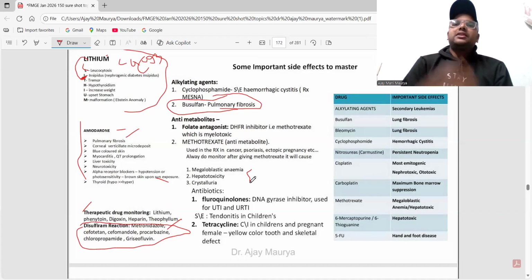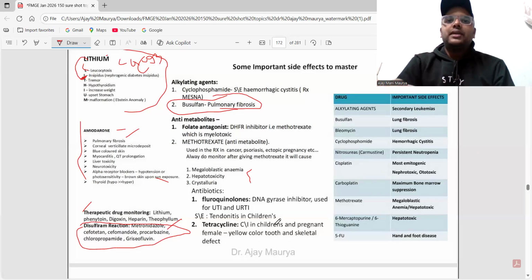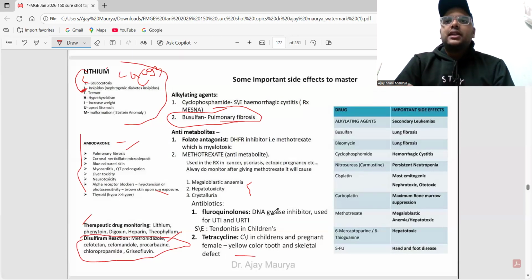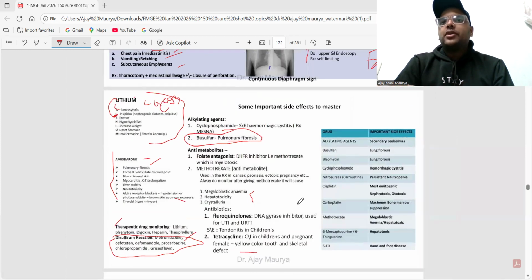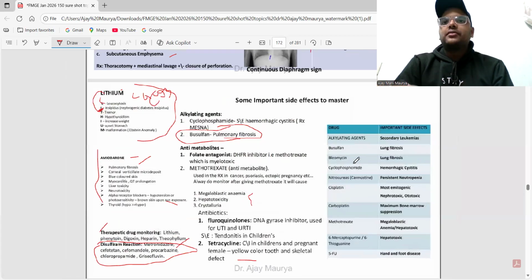Coming to tetracycline, I think you will know this one. This is contraindicated in pregnant females. It causes yellow-colored teeth and skeletal defects. So these are some important side effects you have to monitor.